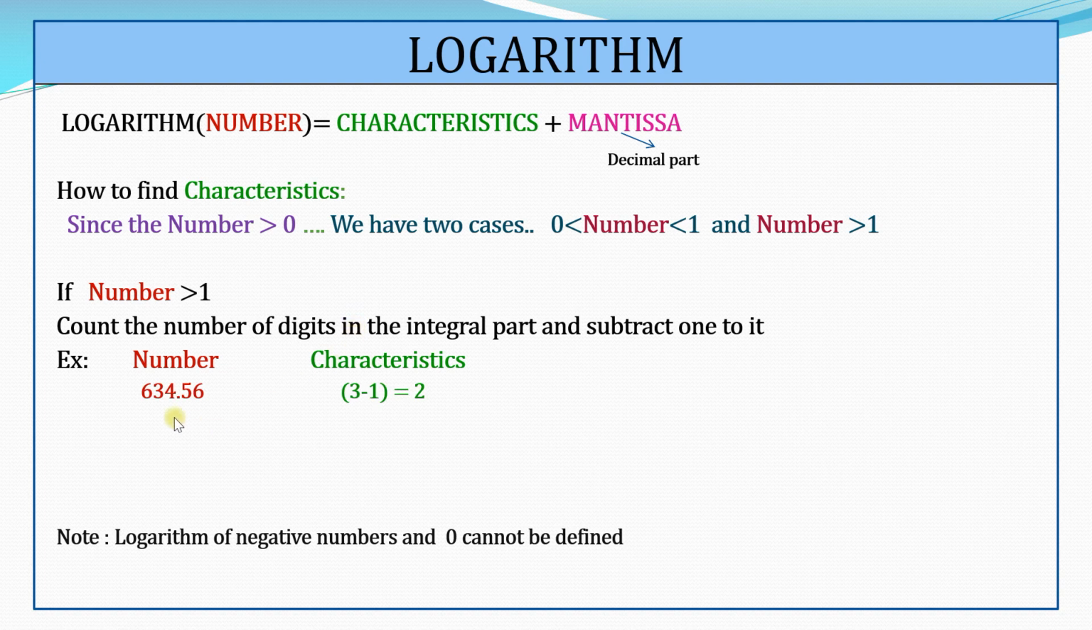In this number, you can see there are 3 digits in the integral part. The integral part is the digits before the decimal. So you have to subtract 1, and you get 3 minus 1, which is 2, as the characteristic. In this number you have 1 digit in the integral part, so 1 minus 1, 0 will be the characteristic. In this number 50, you have 2 digits in the integral part, there is no decimal part, so 2 minus 1, which is equal to 1, is the characteristic. And in this number you have 5 digits, you subtract 1, and 4 will be the characteristic.